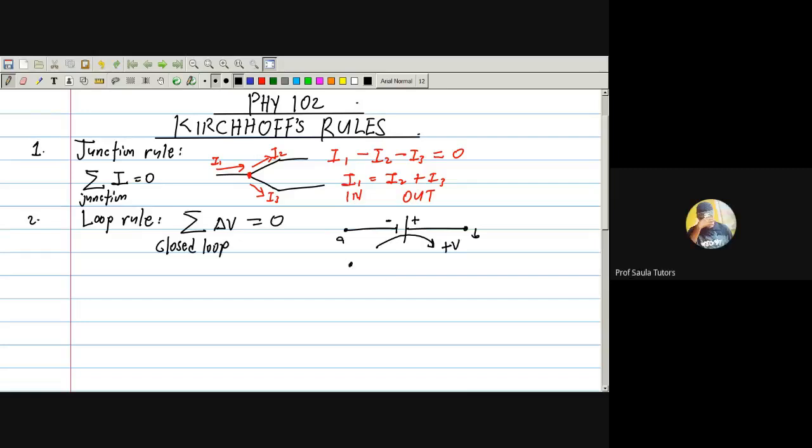Let me say I have something like this. The cell is directed this way from A to B. Remember, this long line is the positive terminal, this is the negative terminal. If I travel around the loop this way, will this be a positive voltage or a negative voltage? Now check. I'm traveling from positive to negative. So is that an increase or a decrease? A decrease. So that will be a negative voltage. Take note of that.